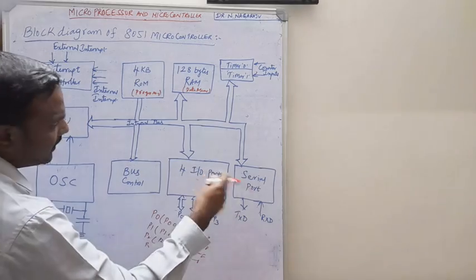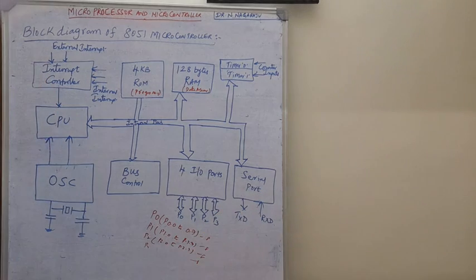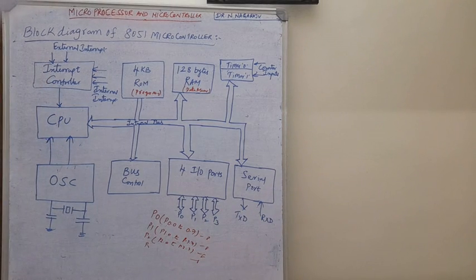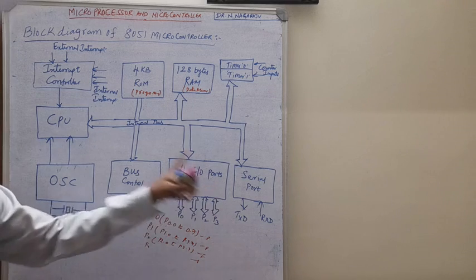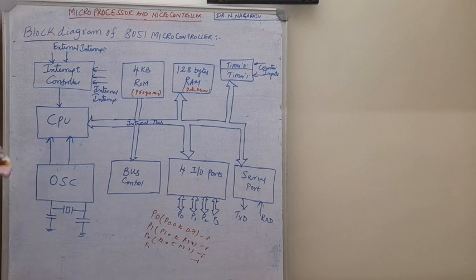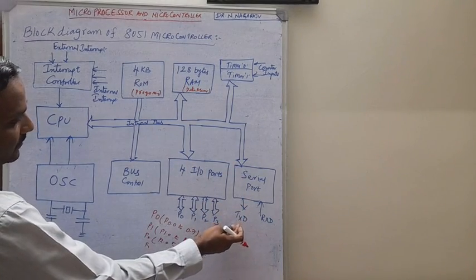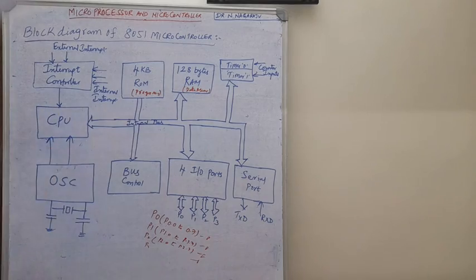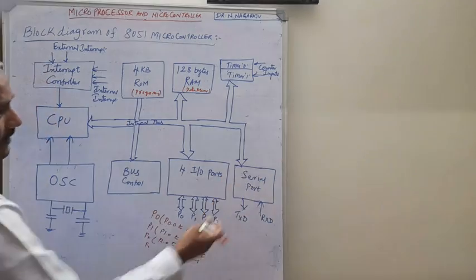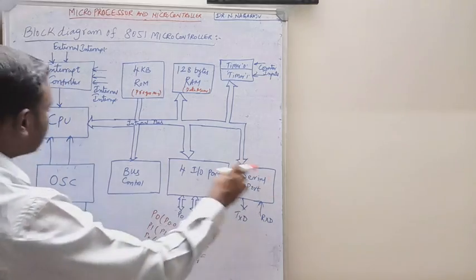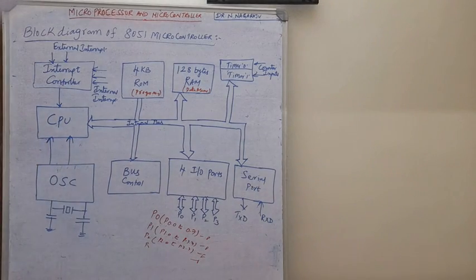Another extra section is the serial port. The serial port here is a full duplex UART. UART means universal asynchronous receiver and transmitter, and that facility is available in the 8051 microcontroller. It supports data transmission: data is transmitted from the CPU using the TXD pin and received from outside using the RXD pin, through serial communication.